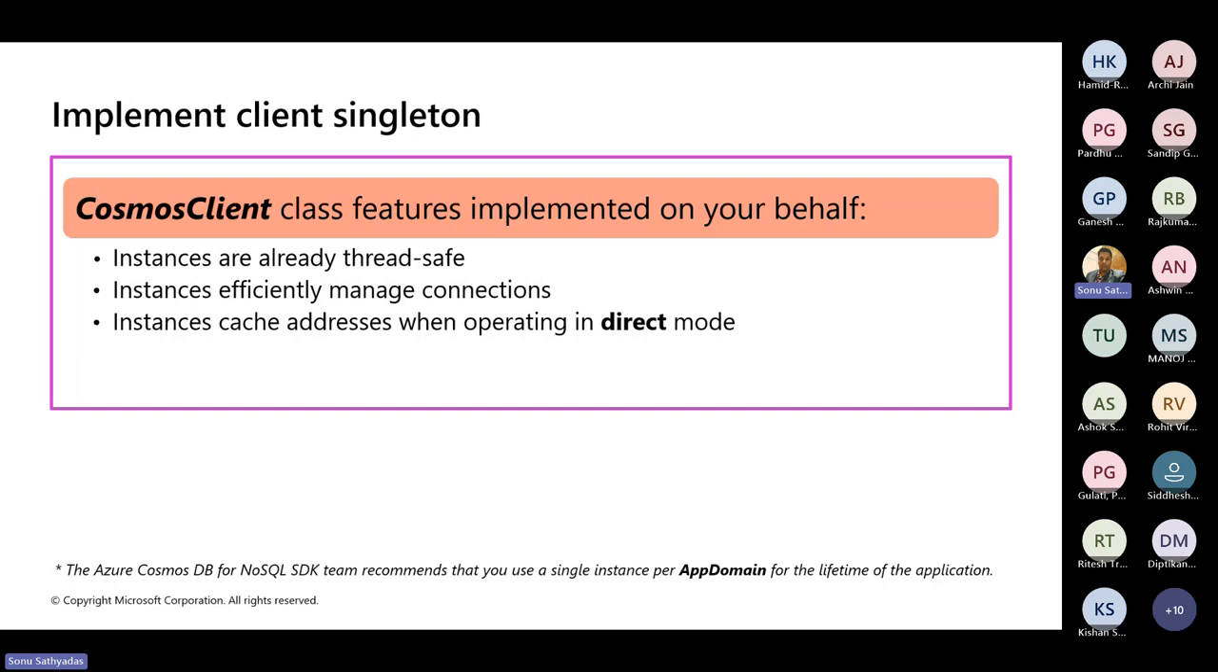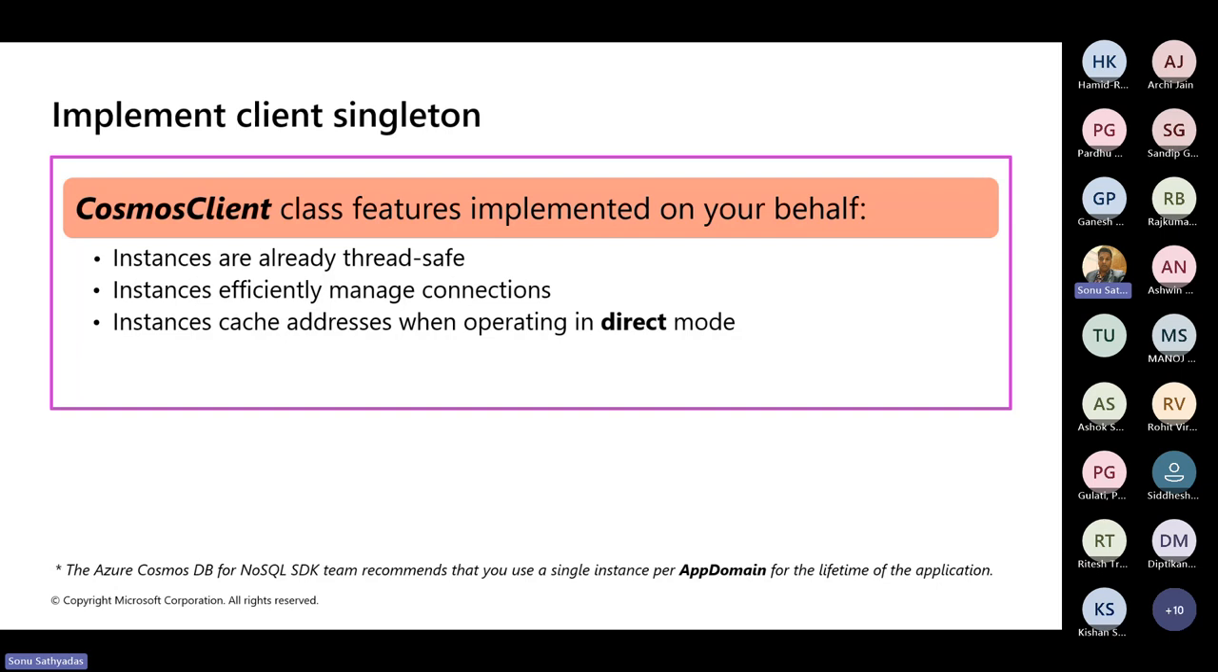Implement client singleton. CosmosClient class features are implemented on your behalf. That is, instances are already thread safe. That means you don't need to write any explicit thread safety code. The CosmosClient is already thread safe. Instances efficiently manage the connections. So the connection pooling and connection management is done by the CosmosClient. And instances cache addresses when operating in direct mode. Direct mode is a type of mode that we will discuss later.